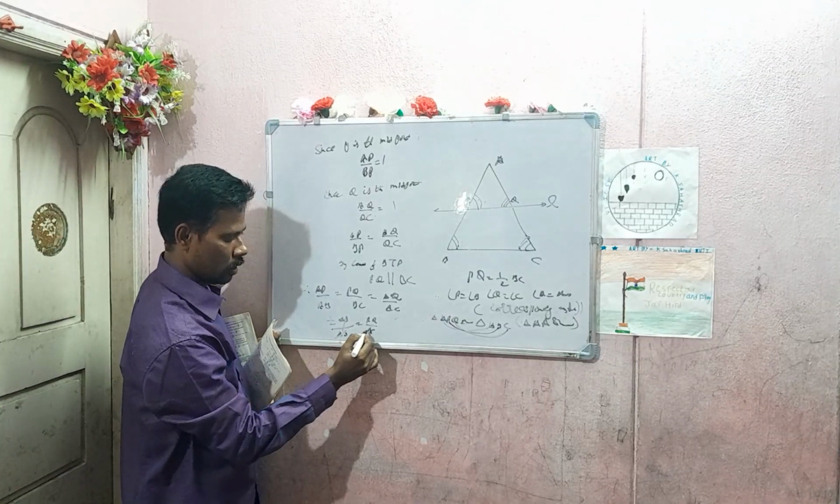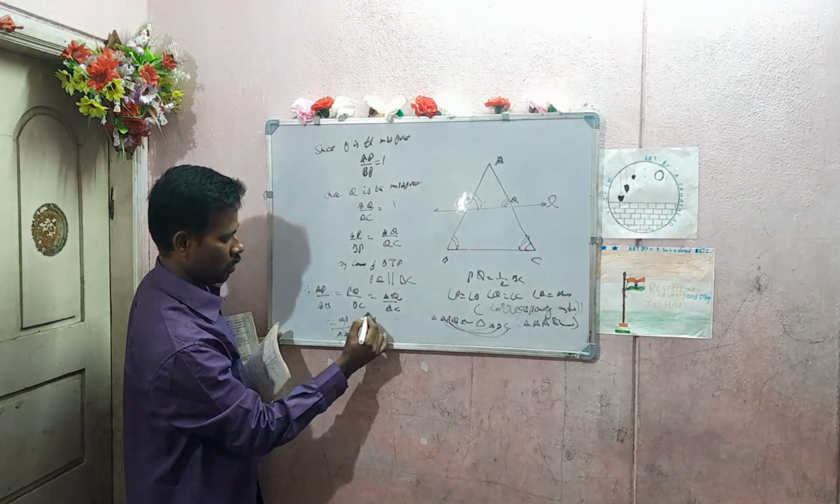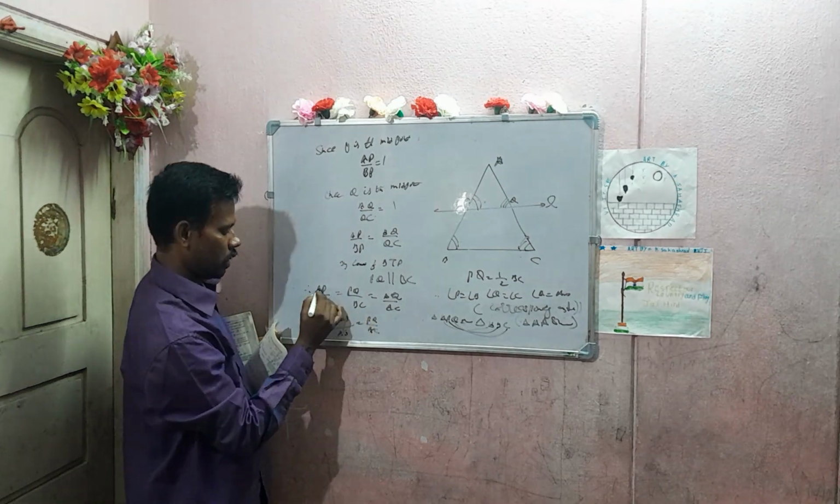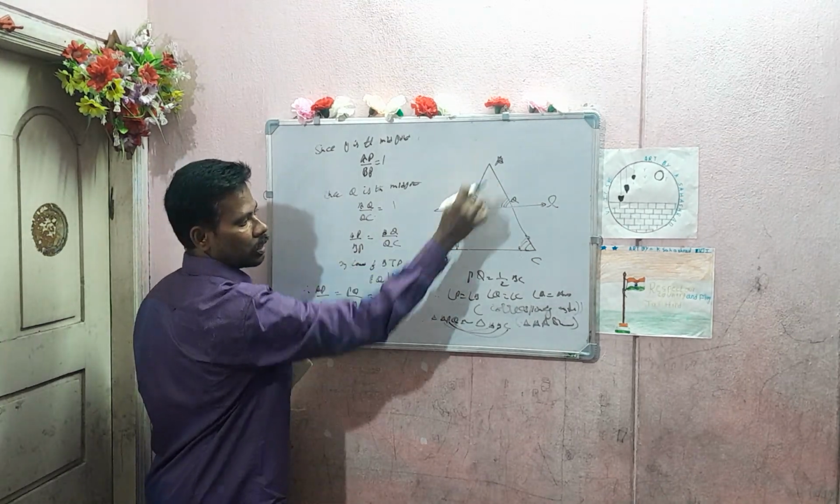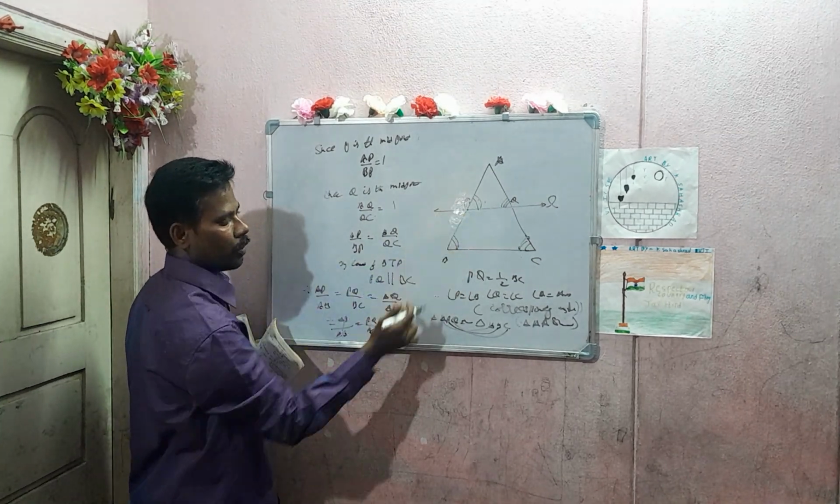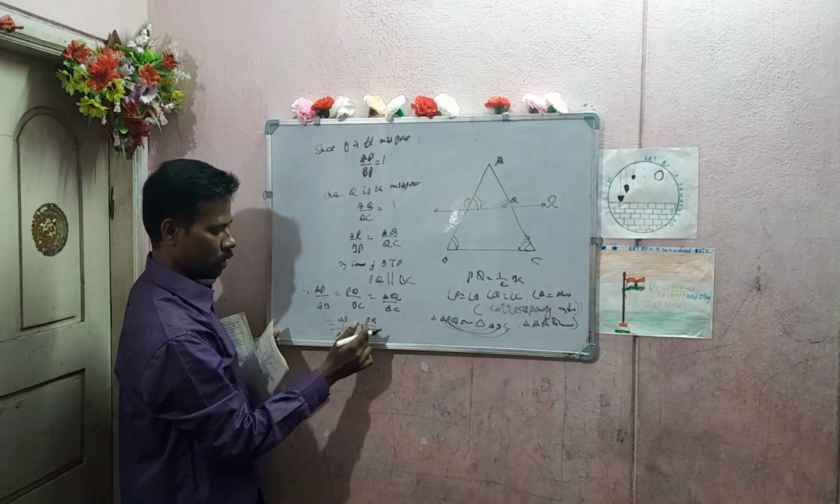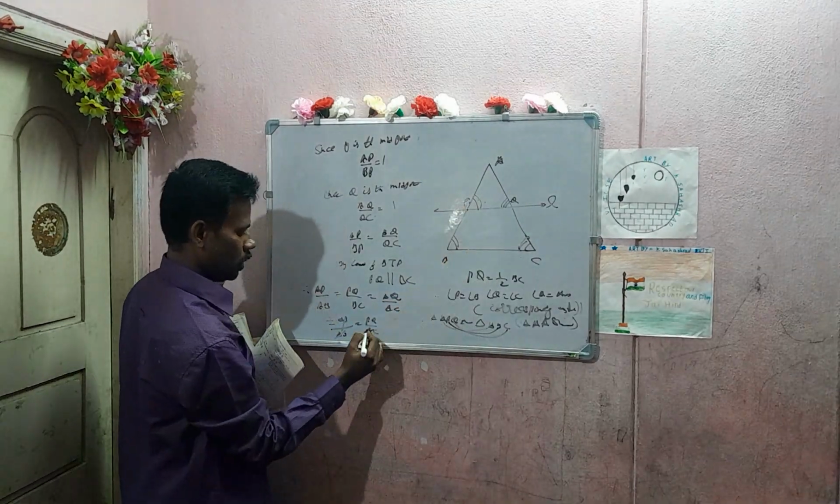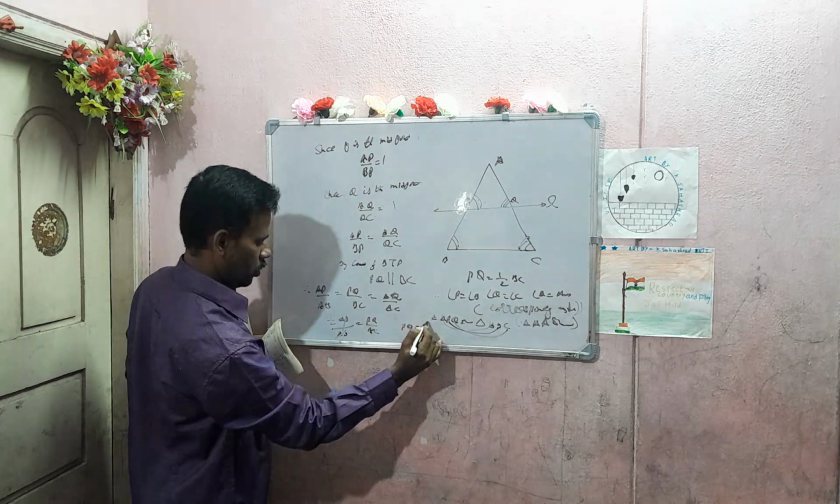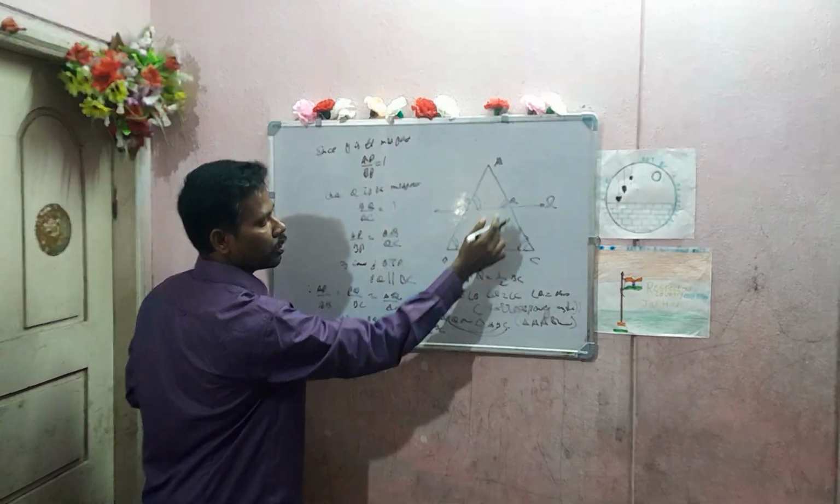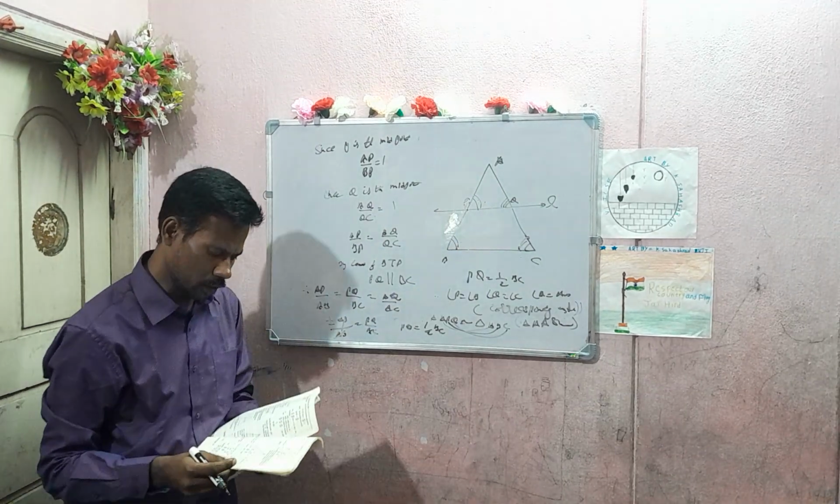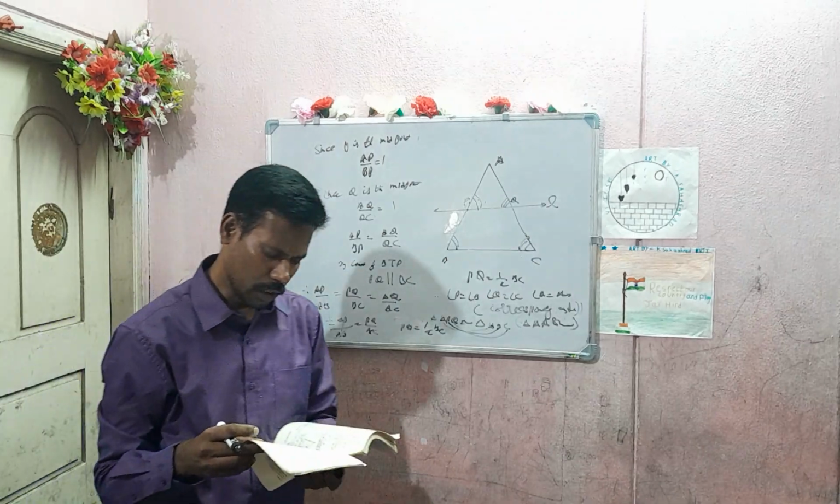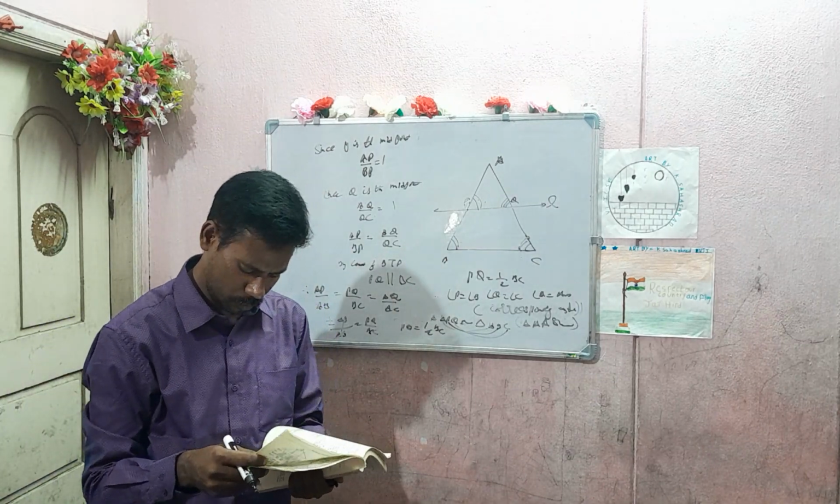AB cancels. I am saying that the AP length is half of AB because P is the midpoint. AB cancels, PQ by BC. So PQ by BC, cross multiplication, PQ is equal to half of BC. Therefore, it is proved. So in the exam they may ask like this also.